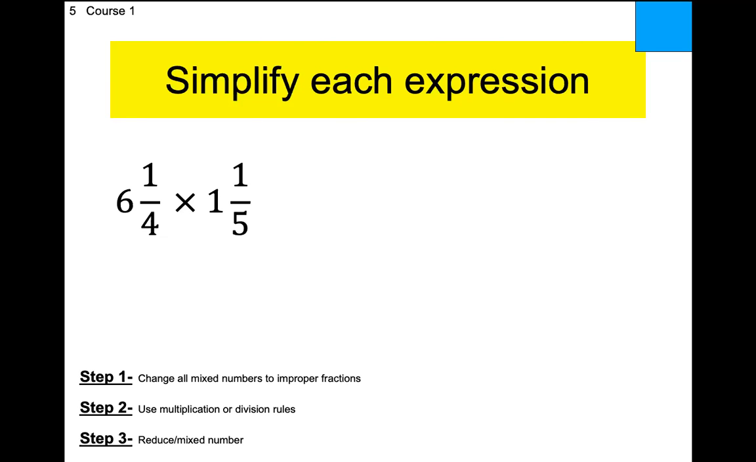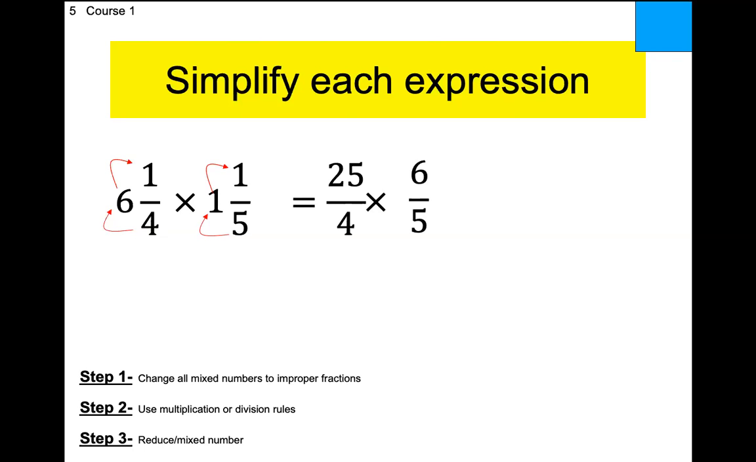Let's see. I'm multiplying, big picture. I'm multiplying with mixed numbers. So step 1 is to turn everything into improper fractions. 4 times 6 is 24, plus 1 is 25 over 4. 5 times 1 is 5, plus 1 is 6. 6 over 5. Hold on and stop yelling out answers. People stop thinking when you yell out answers.